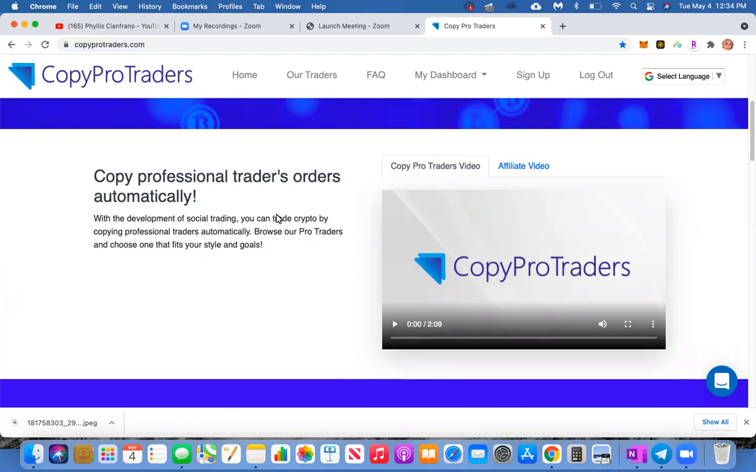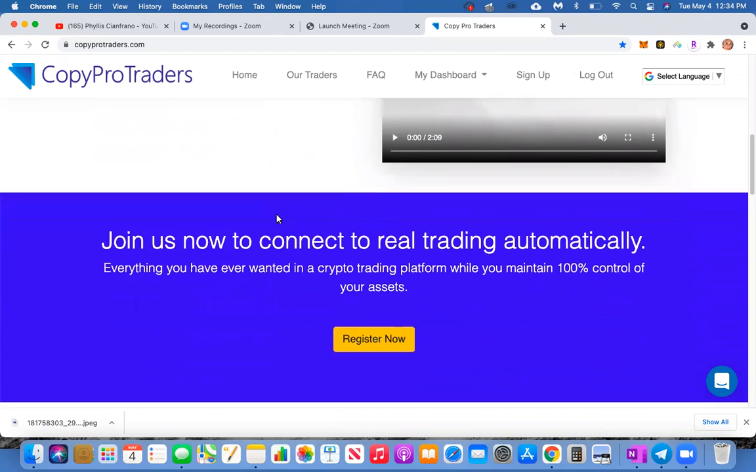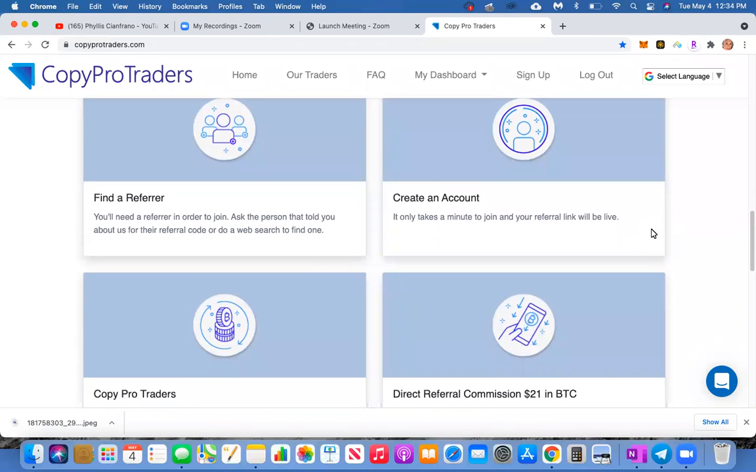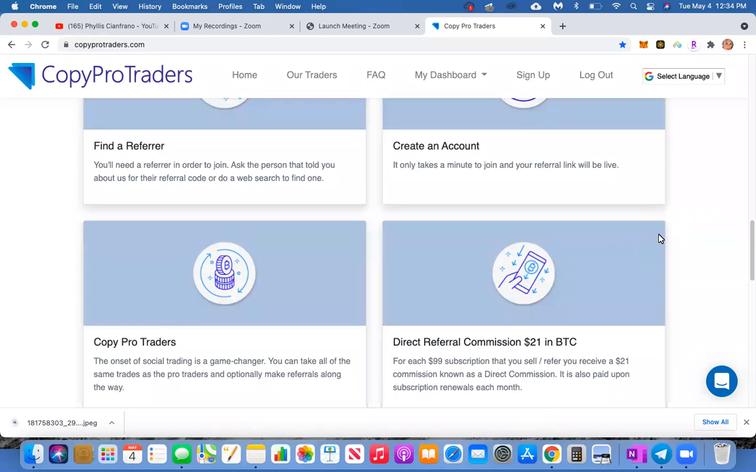What I do is I pick a trader that I like based on their bio, and they're the ones that I've used. The process is really simple. You find a referrer, and if you don't have one, I'd be happy to send you my link. You ask the person that told you about this to give you a referral link. You create an account, then set up either a Binance or a Kraken account, and integrate the API from your Binance account with CopyPro Traders, and they start making the trades for you.